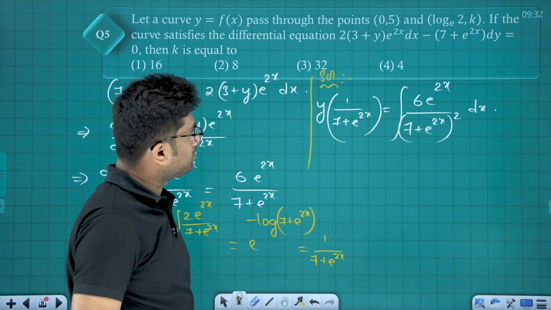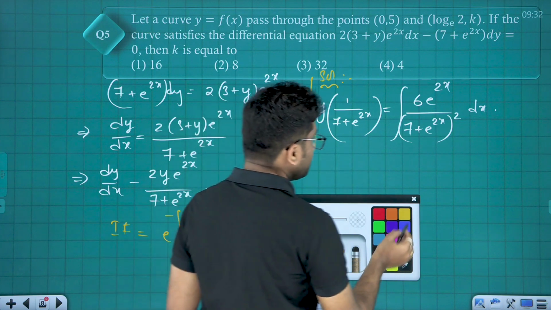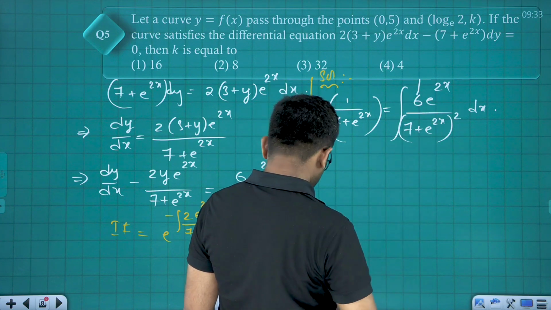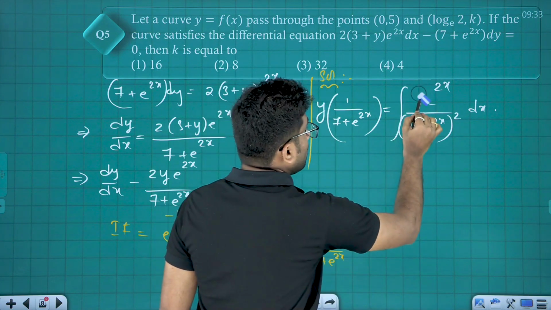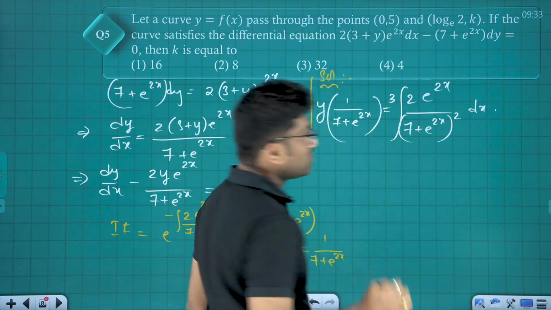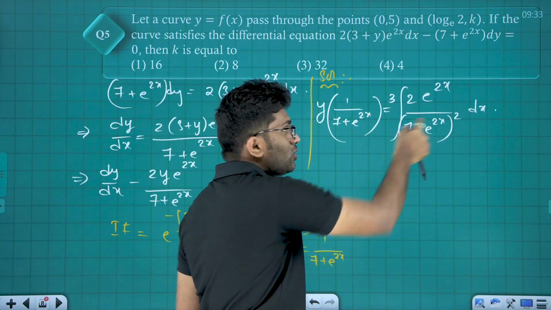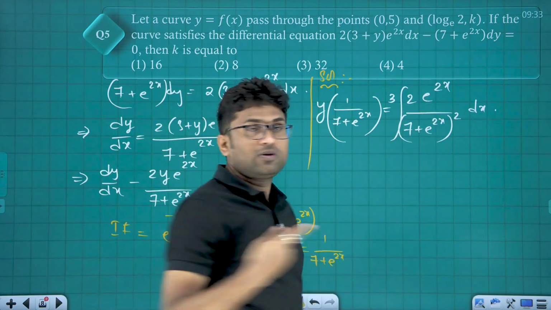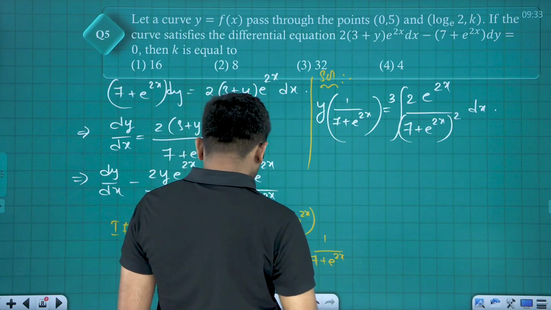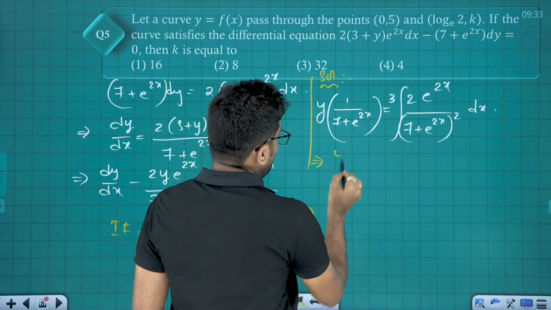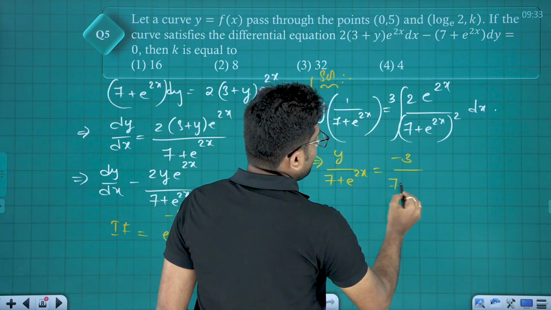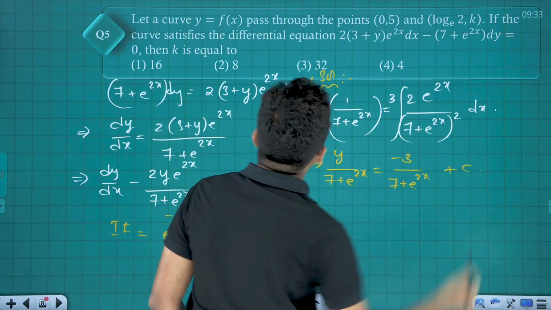We can do one thing, friends. Just simply we'll write this 6 as 3 times 2 into e power 2x. So that, say if you take 7 plus e power 2x as t, 2 e power 2x will be dt. So this will be like dt by t square. dt by t square is minus 1 by t. So directly we can write it as, which implies y by 7 plus e power 2x is equals to minus 3 by 7 plus e power 2x plus c.